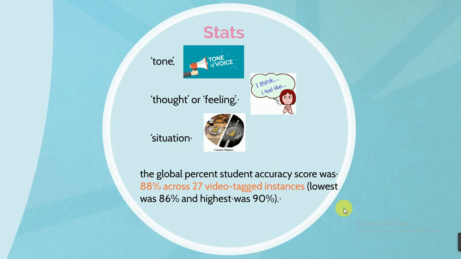Stats, great. So in 27 tagged instances, we had a global accuracy score of 88%, so pretty high. We were looking at tone. The categories were tone, thought or feeling, and situation. Thought or feeling were originally separated, but nursing students had a very difficult time separating those concerns, those abstract thoughts, without prior training. That was one of the overwhelming instances of feedback from this study. So when they conflated those two things, the empathic accuracy score went up substantially.